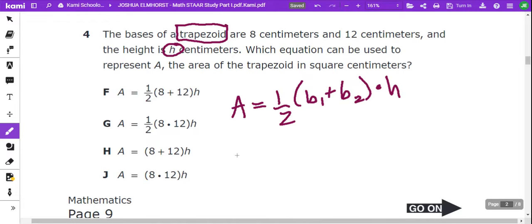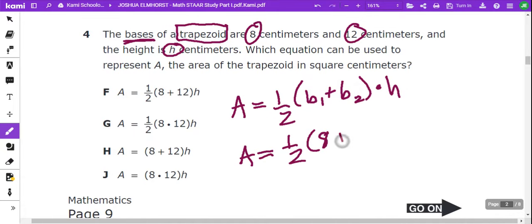Now you take and substitute the information in there. Base 1 and base 2. It says both of the bases are going to be 8 and 12. So instead of base 1, you're going to put in 8 and then 12, and then the height is h. And you should be able to make your selection from there.